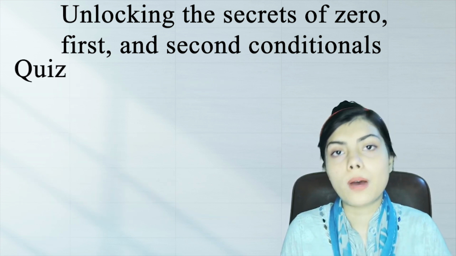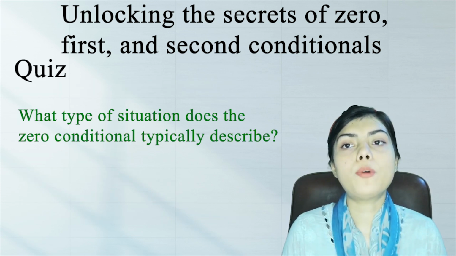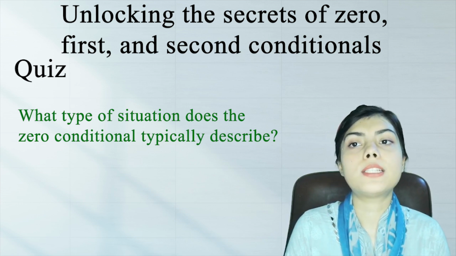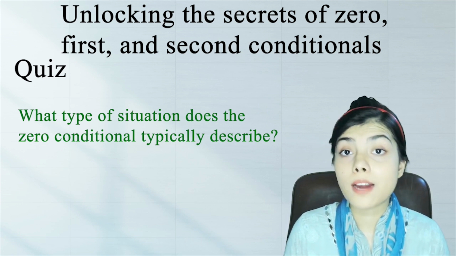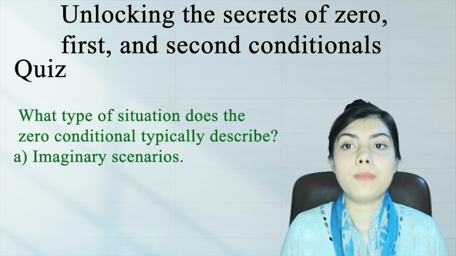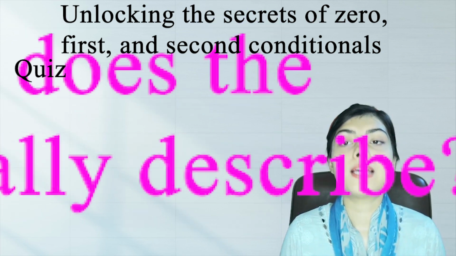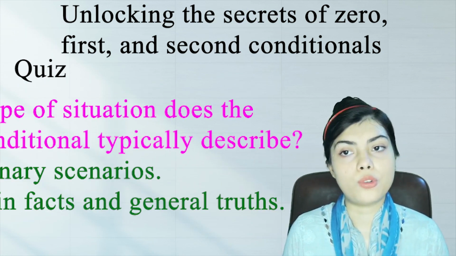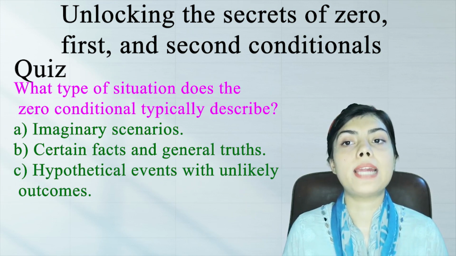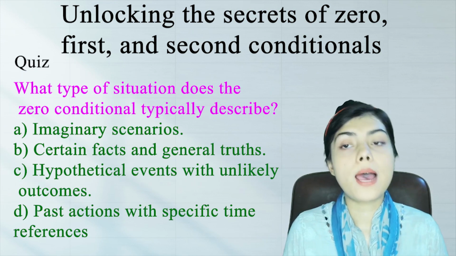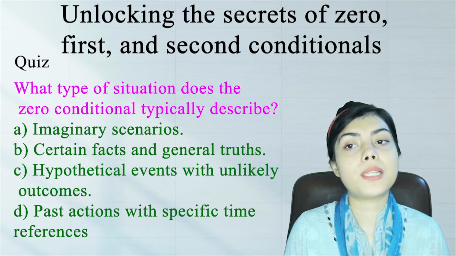So question number 1 is, what type of situation does the zero conditional typically describe? Imaginary scenarios, certain facts and general truths, hypothetical events and unlikely outcomes, past actions with specific time references.